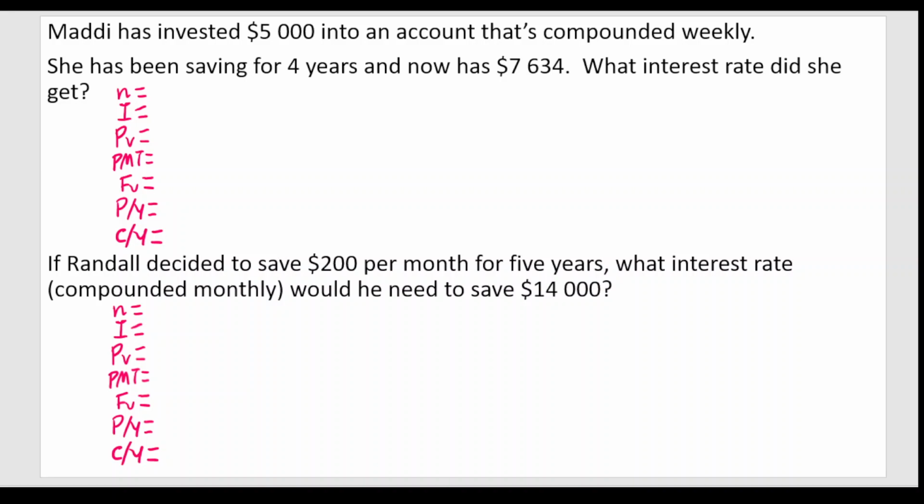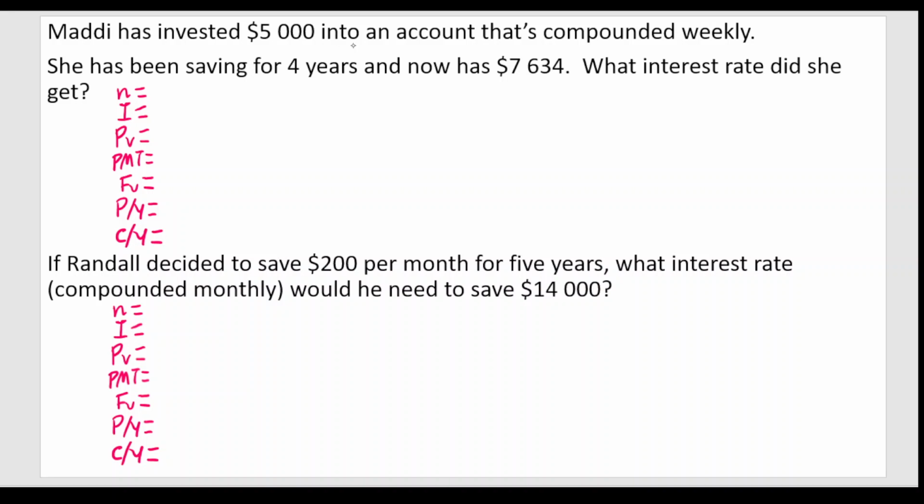So these two questions are using the compound interest package on the calculator as well, but we're doing something slightly different. We're actually not finding the future value. We're looking for something else within these. So it's really important that you check out what the question is asking for first.